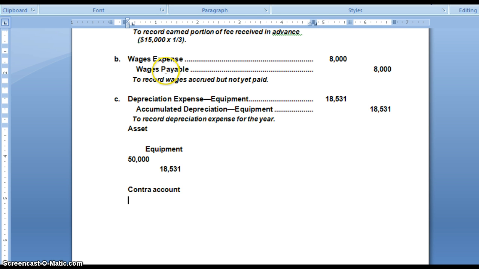And then we're going to have expense. And to increase an expense, we debit $18,531. So we've decreased the value of the equipment by $18,531, and we increased the expense amount by $18,531. So the debits and credits will balance out. And you can look at page 99 of your textbook. Page 99 of your textbook is going to walk you through the depreciation process.